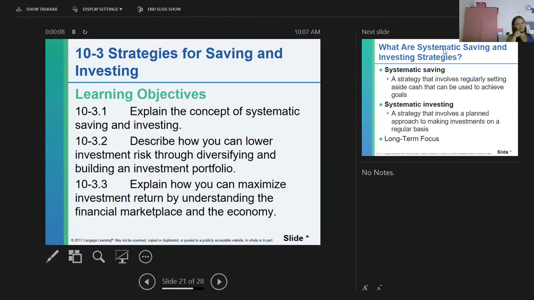Okay, so section 3 is strategies for saving and investing. We're going to talk about the concept of systematic saving and investing, describe how you can lower your investment risk through diversifying and building an investment portfolio, and how you can maximize your investment return by understanding the financial marketplace and the economy.